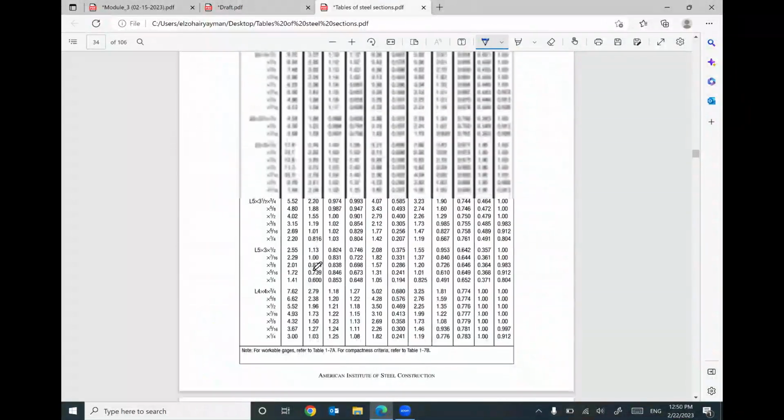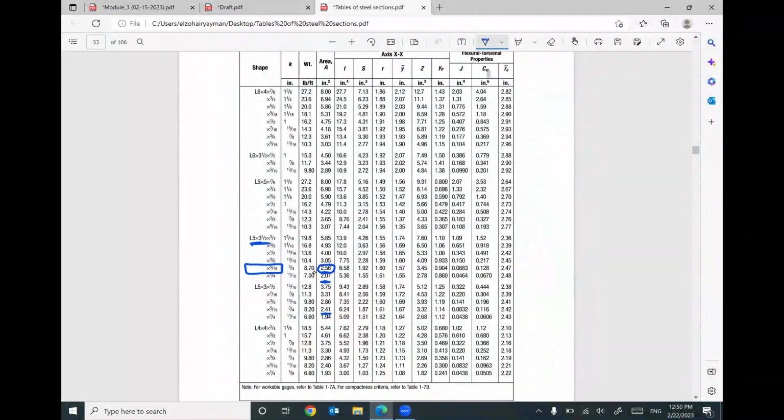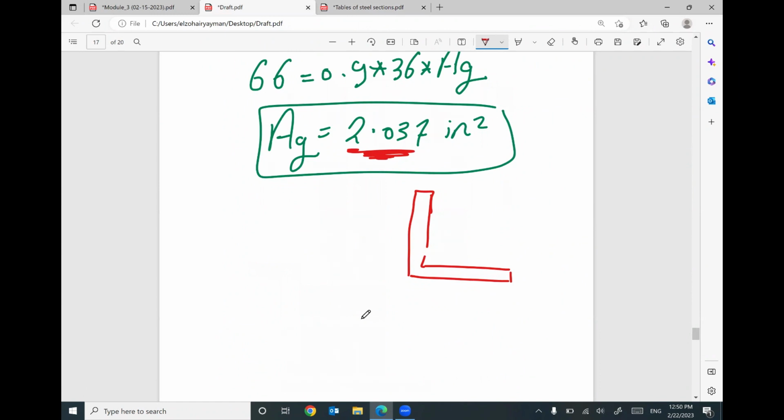Also, if you go up more, this angle is equal angle, equal legs. So we can use this area, 2.4 will work. So you have 4 by 4 by, I think, 5/16. So this one will work. So you will ask me which angle I'm gonna use. All of them work. All of them will satisfy your design. That makes sense?